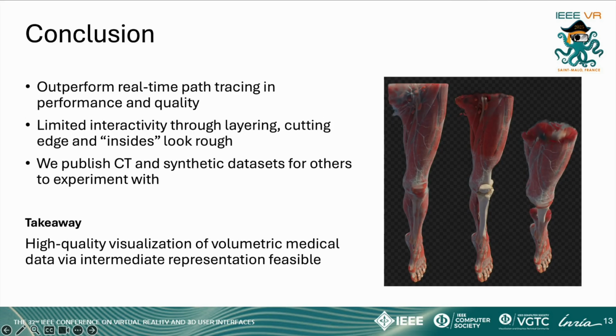In conclusion, we have demonstrated how our intermediate representation can outperform path tracing in performance and quality. Our layering approach adds some limited interactivity, though challenges like rough cutting edges and unorganized insides of trained representations remain. To support further research, we publish datasets with CT and synthetic data renderings for others to experiment with. Overall, our work suggests that such an intermediate representation is a viable solution for visualizing anatomical data in real time.